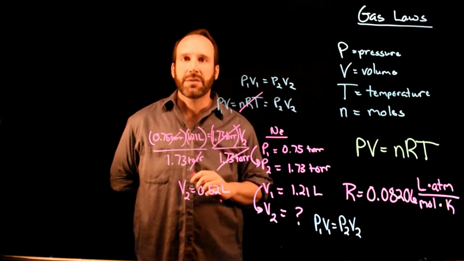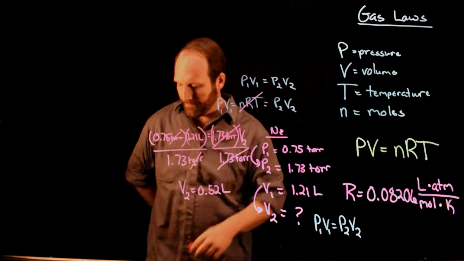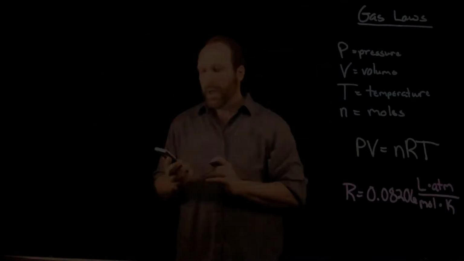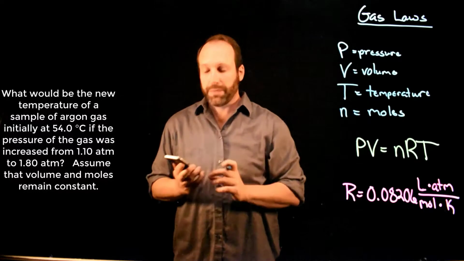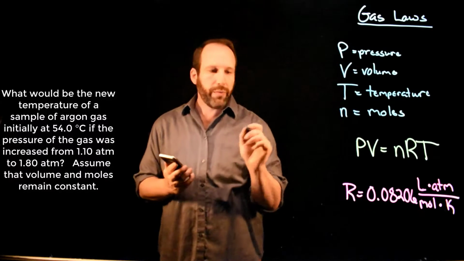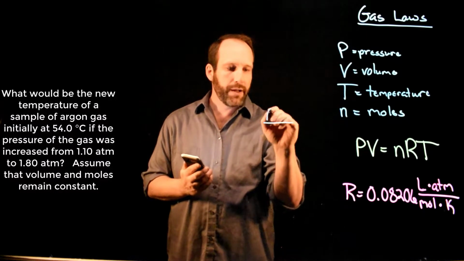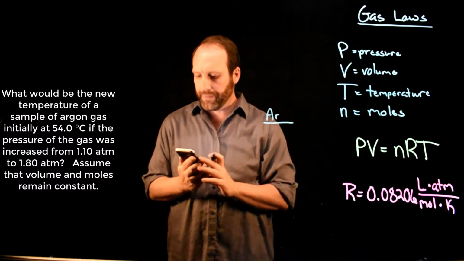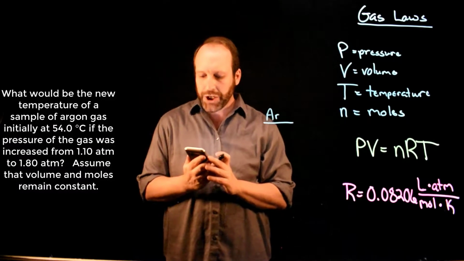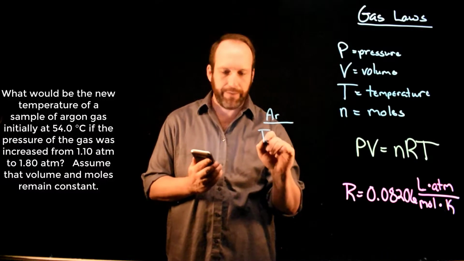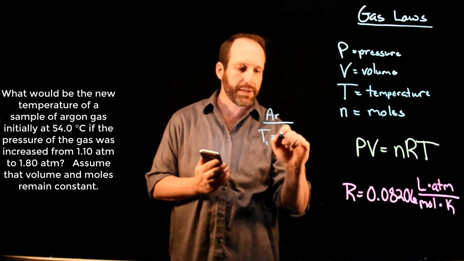Okay, let me erase this from the board and we'll try another one. All right, let's take a look at our next problem here. We're told that we've got a sample of argon gas. We're told that it initially has a temperature of 54 degrees Celsius.